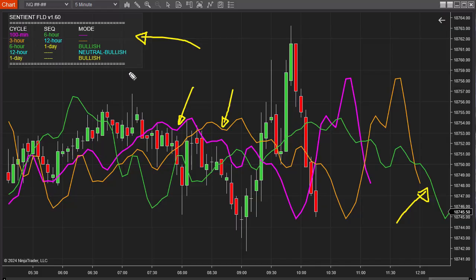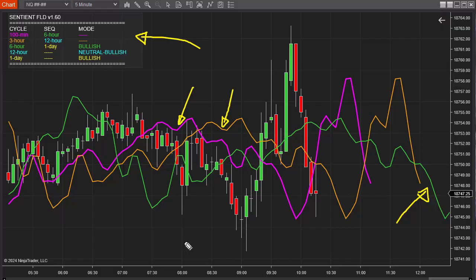And so on this time frame, this is a 5-minute chart, the pink cycle is the 100-minute cycle, and therefore the pink line is the 100-minute cycle FLD. The orange line is the 3-hour cycle FLD, and the green line is the 6-hour cycle FLD.